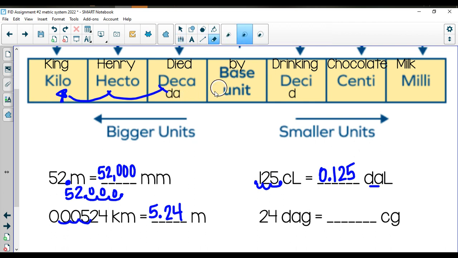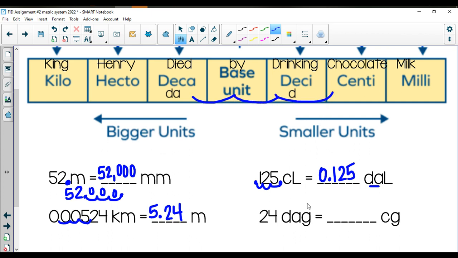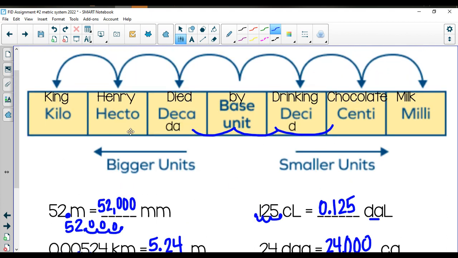The final example that we have on here is 24 decagrams to centigrams. Decagrams is here, 1, 2, 3 spots to the right. So I'm going to take my decimal point, it is after the 4, and I'm going to move 1, 2, 3 spots to the right. That's going to give me 24 followed by 3 zeros as placeholders. So that's 24,000 centigrams. So that's how you do metric conversions. All you're doing is figuring out where you start to where you end, and you move your decimal point that many places, either to the left or to the right.